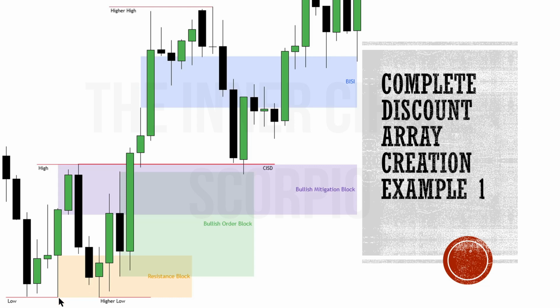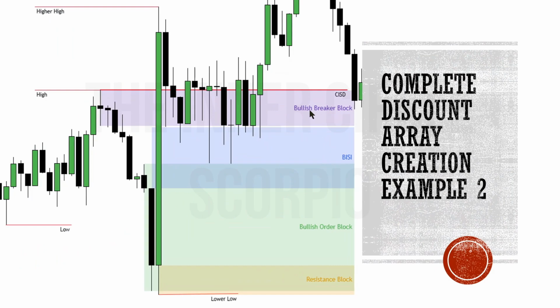Now in all of this, the low to the body of the candle would be our resistance block. The last down close candle before the change in state of delivery candles would be our order block. The candle over here, the high over here with the low, high, higher low, higher high would make this a mitigation block over here. And since our delivery has been changed to upside, we have a change in state of delivery. While we do a change in state of delivery, we make a bullish fair value gap as well.